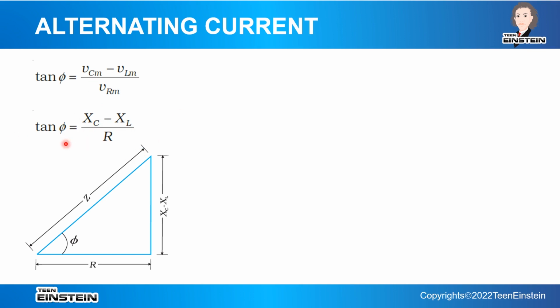What does it tell you? The phase difference phi between the current and the applied voltage is dependent on the capacitive reactance minus the inductive reactance divided by the resistance in the circuit. Look at it, the capacitive reactance gives rise to a phase difference between the current and the voltage. Similarly, the inductance also gives rise to a phase difference, but the resistance does not give rise to any kind of phase difference. So that's how all these three terms determine what your tan phi will be.